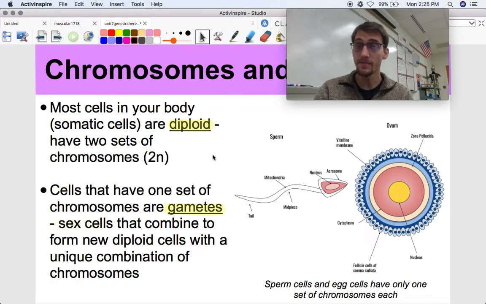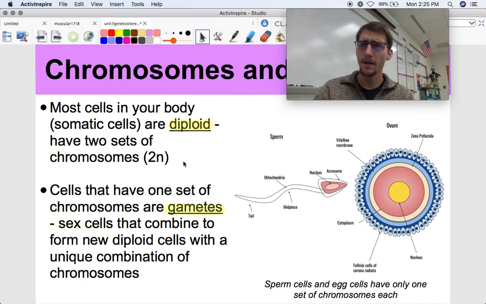And in the nucleus of each of those cells, they have two sets of chromosomes. And the symbol that we use to denote a diploid cell with two sets of chromosomes, meaning that in a human being you'd have 46, it is 2N. 2N represents diploid. Okay? So almost all the cells in your body, with the exception of sex cells, are diploid. Okay? Cells that only have one set of chromosomes, they are called gametes. And gametes are sex cells that combine to form new diploid cells with a unique combination of chromosomes.